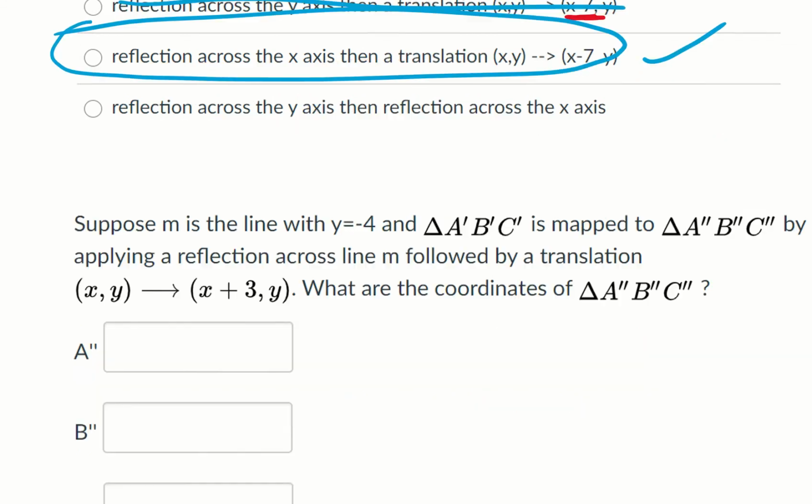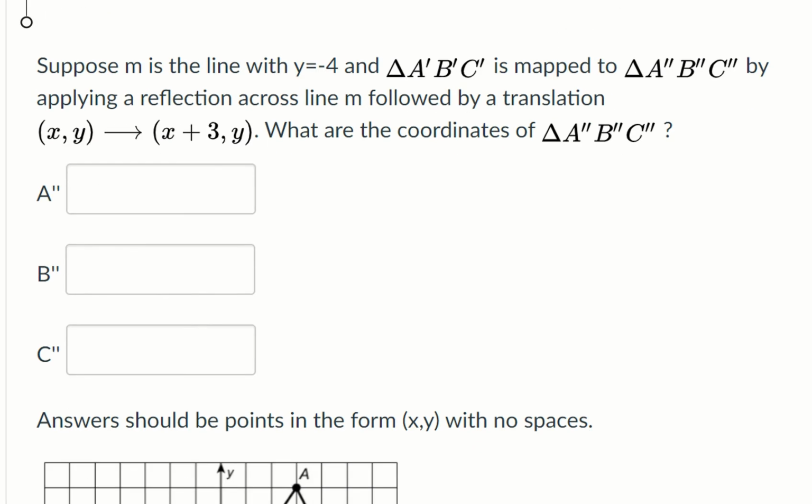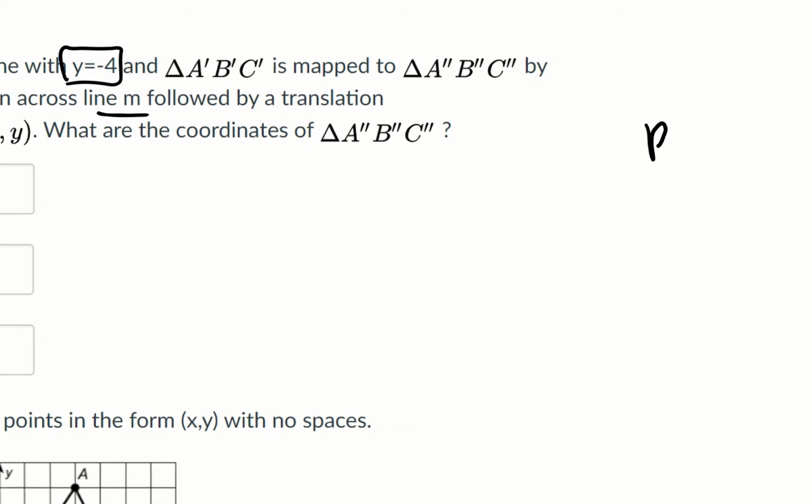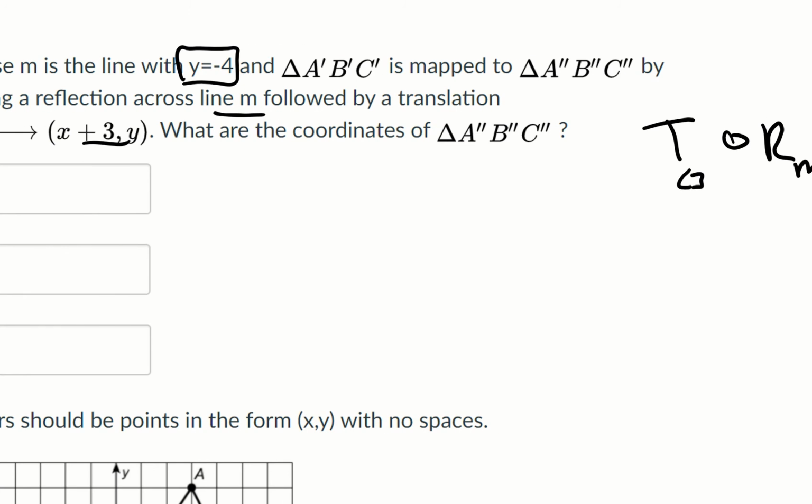All right, so now the next one. Suppose M is the line with y equals -4 and A prime, B prime, C prime is mapped to the double prime by applying a reflection across line M. So this is line M, y equals -4, followed by a translation. Okay, so we're doing a reflection across line M followed by a translation. Translation is 3 to the right.